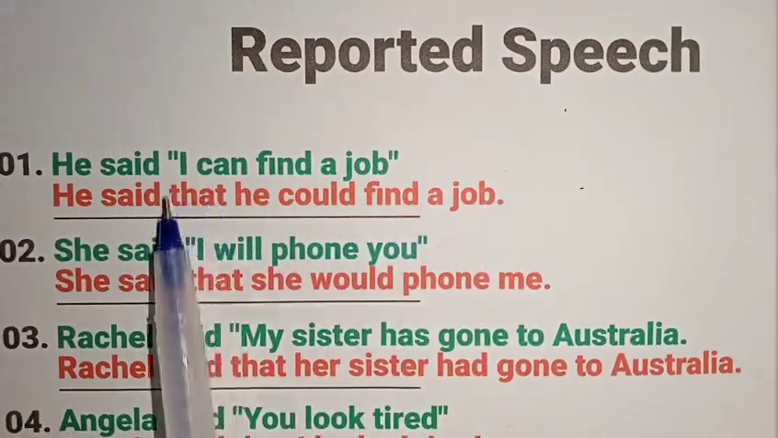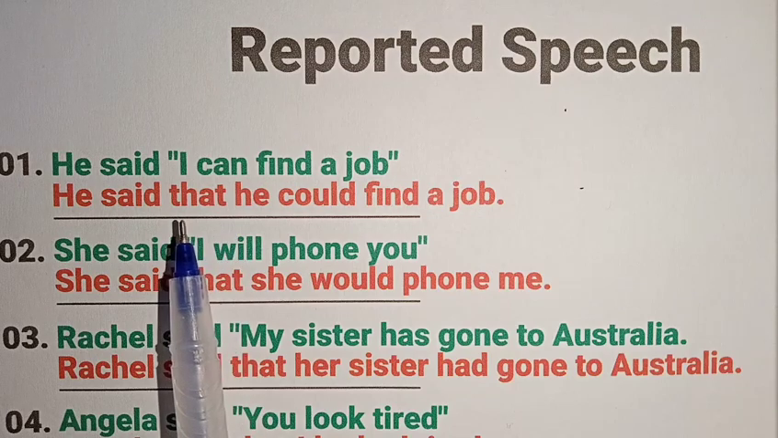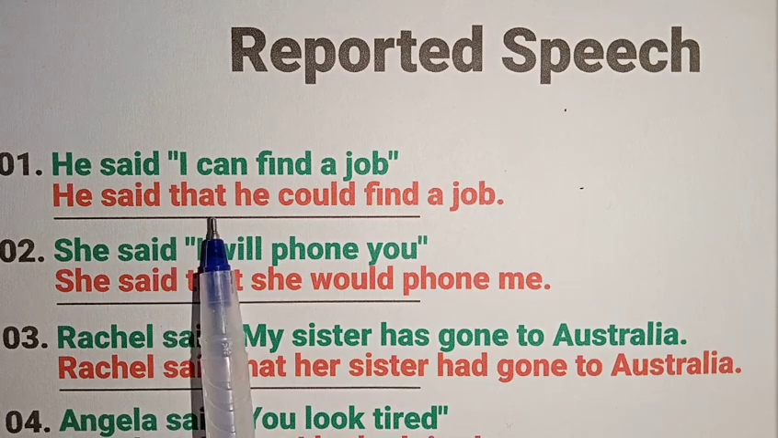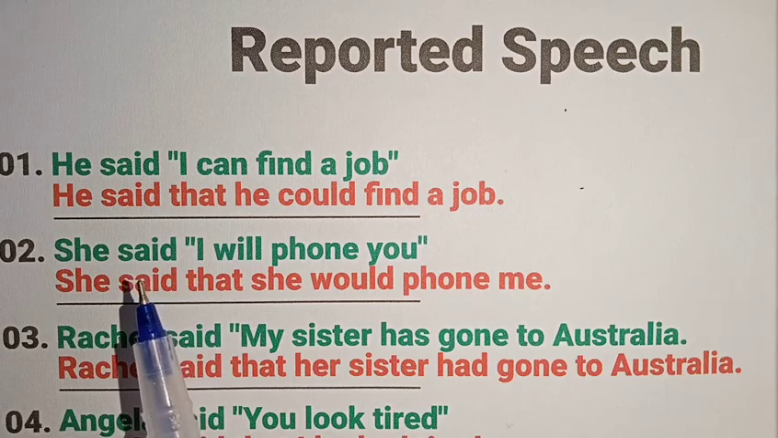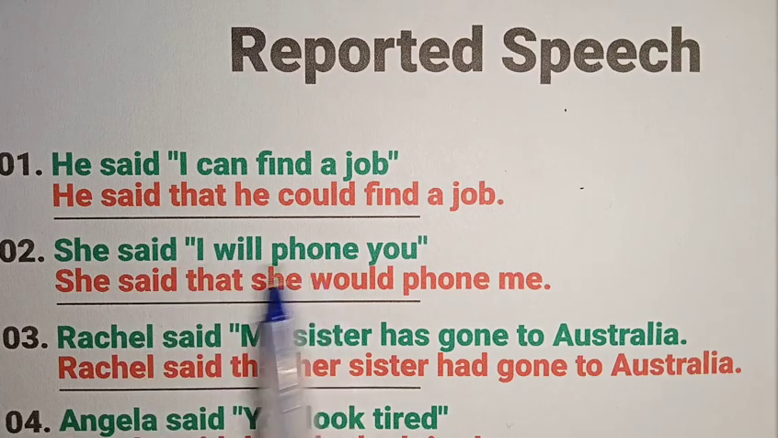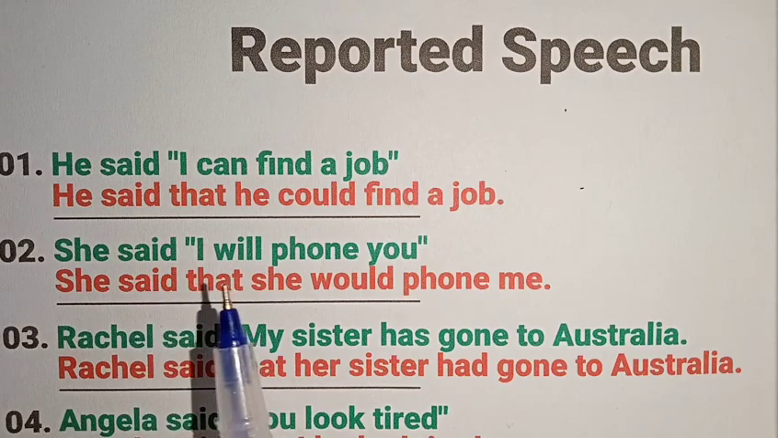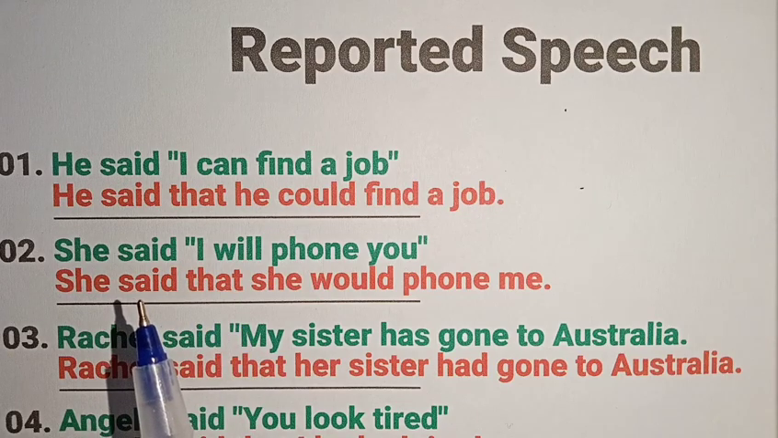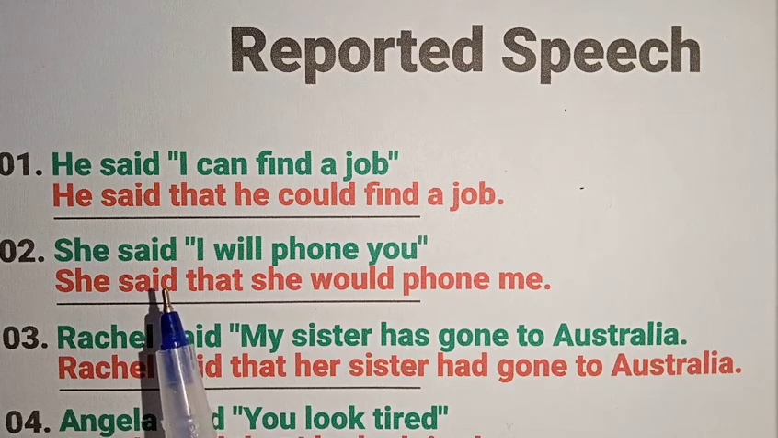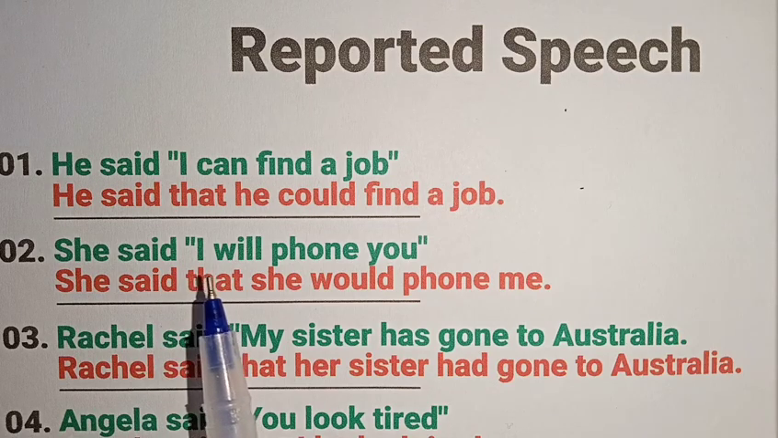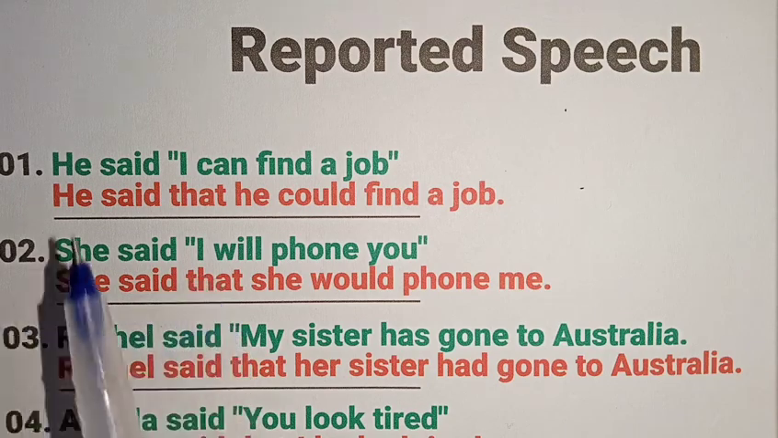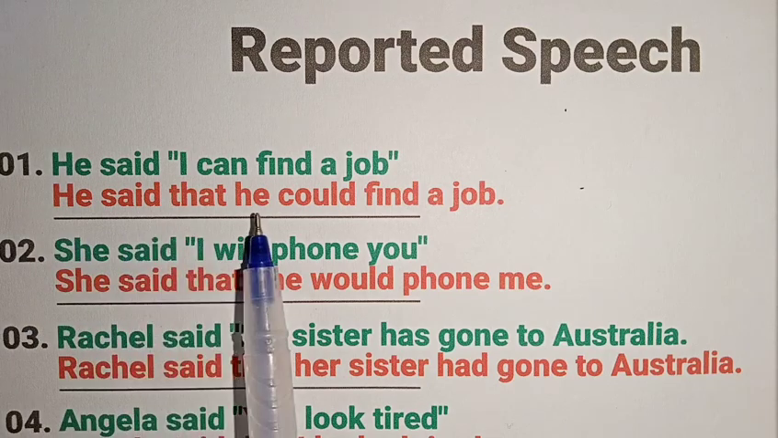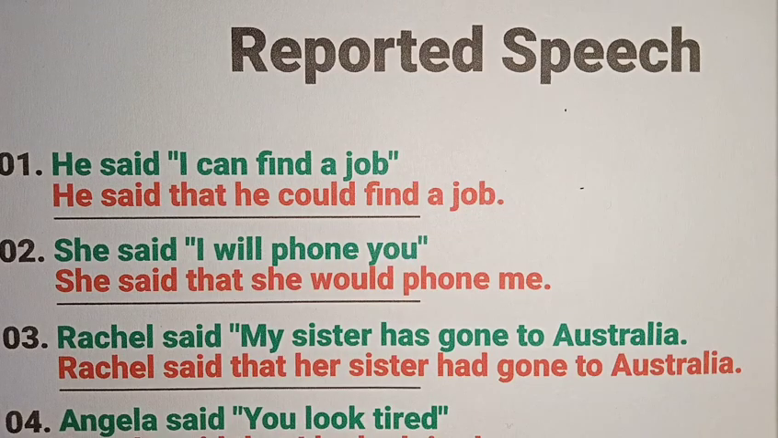And also we use the conjunction that. It is not necessary to use the conjunction that. Even without that, you can say the sentence. He said he could find a job. That is also correct. But it is better if we use that. And when we use that, the sentence is very clear to you. He said that he could find a job.